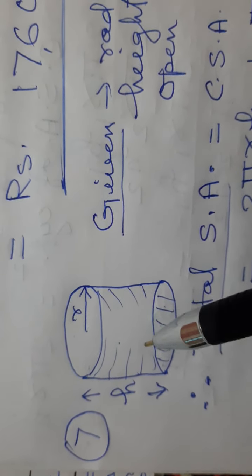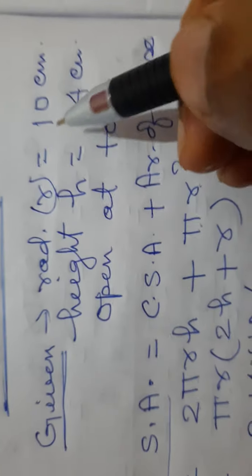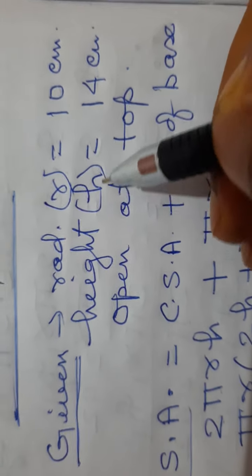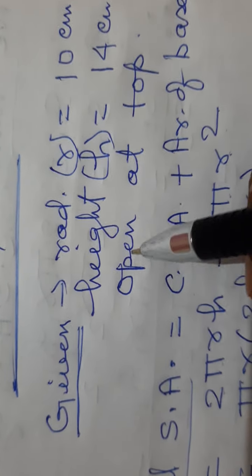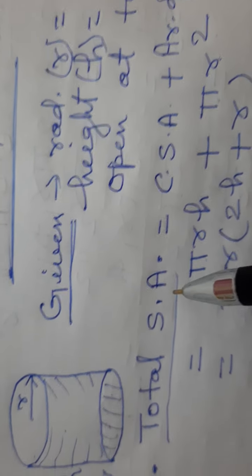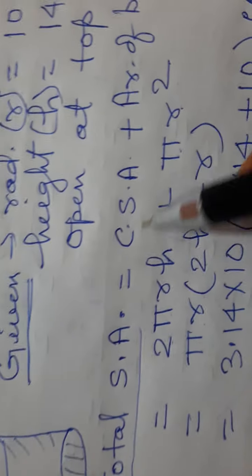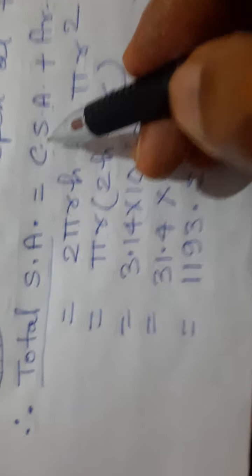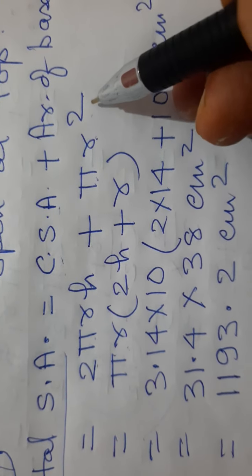To find its total surface area, here given a radius R of cylinder is equal to 10 centimeter, and height H of cylinder is equal to 14 centimeter, and also the cylinder is open at top. So therefore, total surface area is equal to curved surface area plus area of base. Curved surface area 2 pi RH plus area of base pi r square.